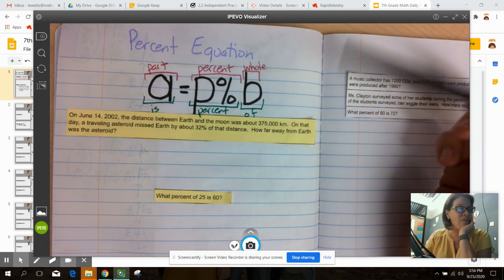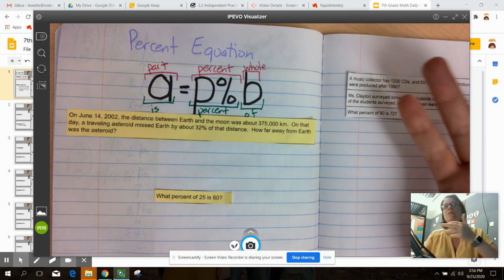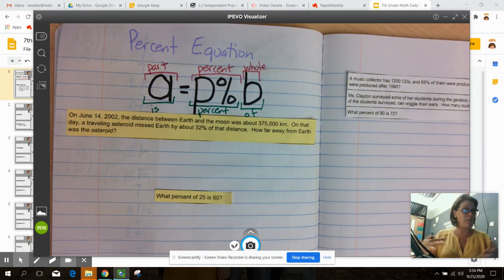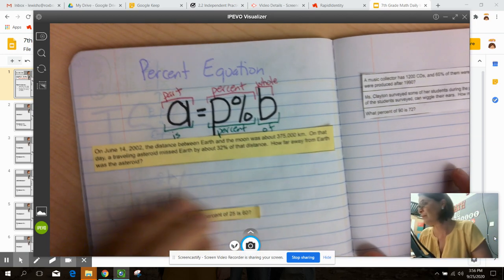On that day, a traveling asteroid missed Earth by about 32% of that distance. How far away from Earth was the asteroid? So we need to think about with these numbers, what are we looking for? What can we plug in? What do we know? Okay, so I'm going to write my percent equation first.